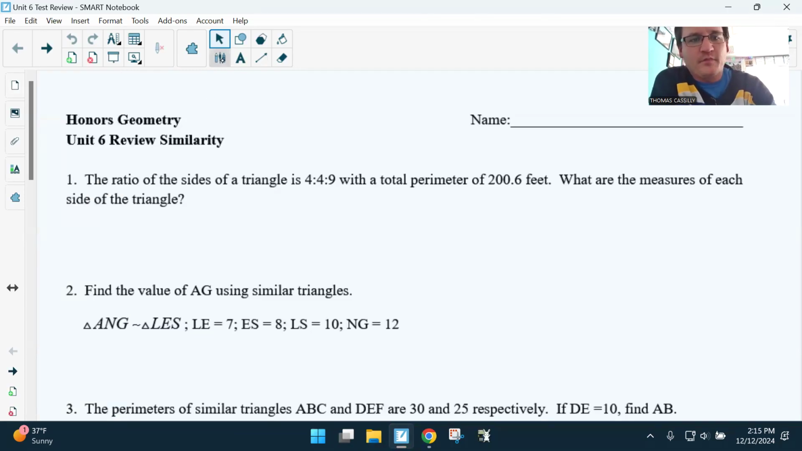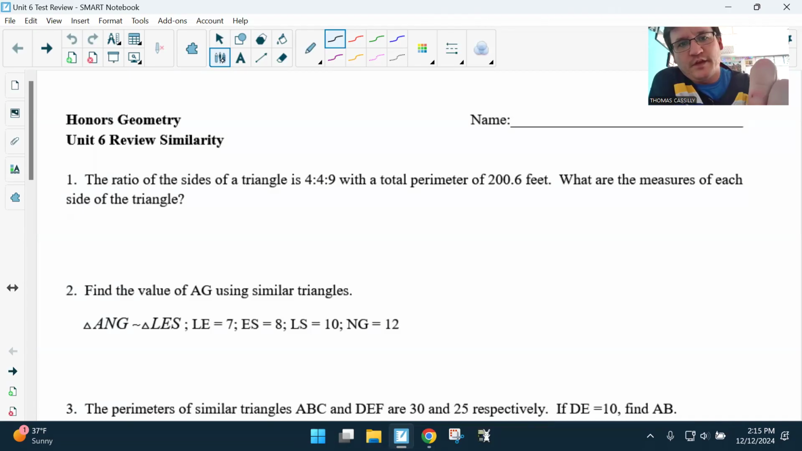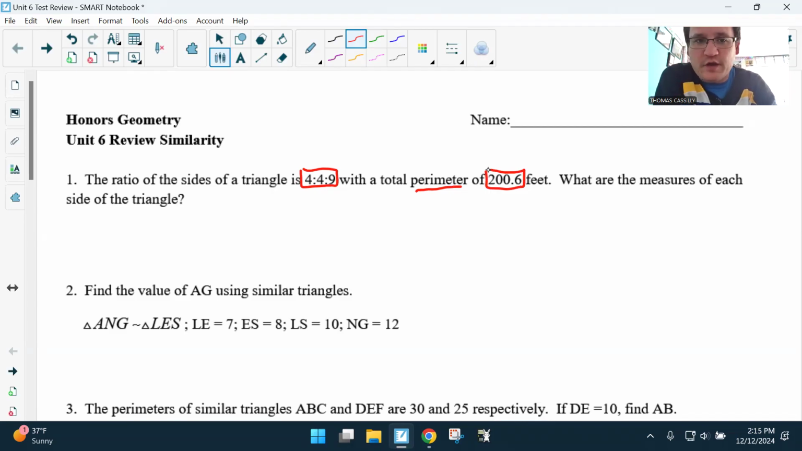The ratio of the sides of a triangle is 4 to 4 to 9, 4:4:9, with the total perimeter of 200.6 feet. What are the measures of each side of the triangle? So I told you guys in class that 4 to 4 to 9, you can almost think of that as a fraction or a simplified ratio, simplified proportion. What I want you to do on something like this is think of it as 4x, 4x, and 9x.